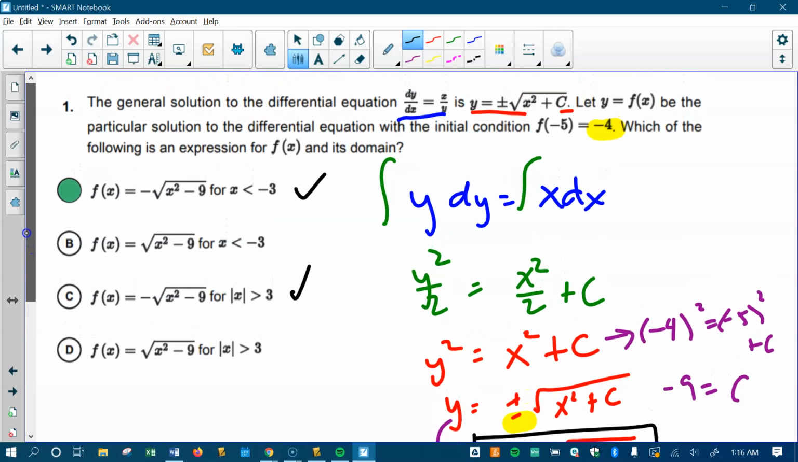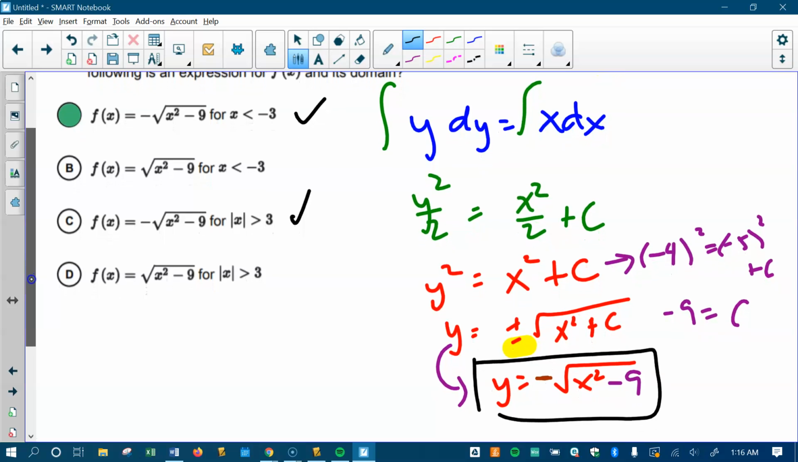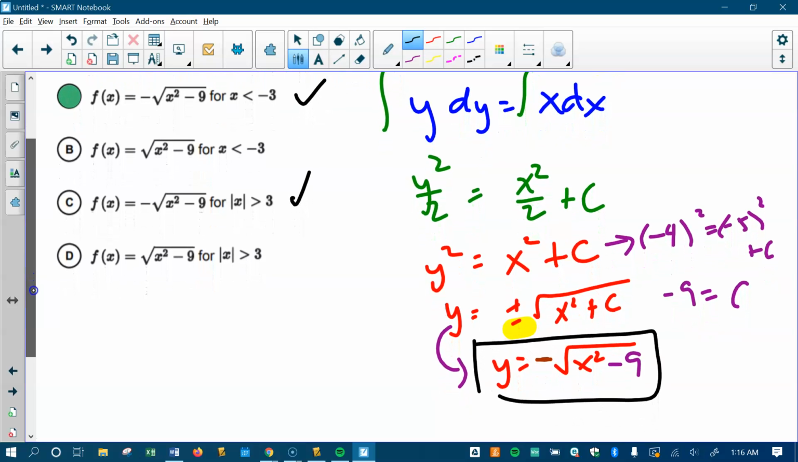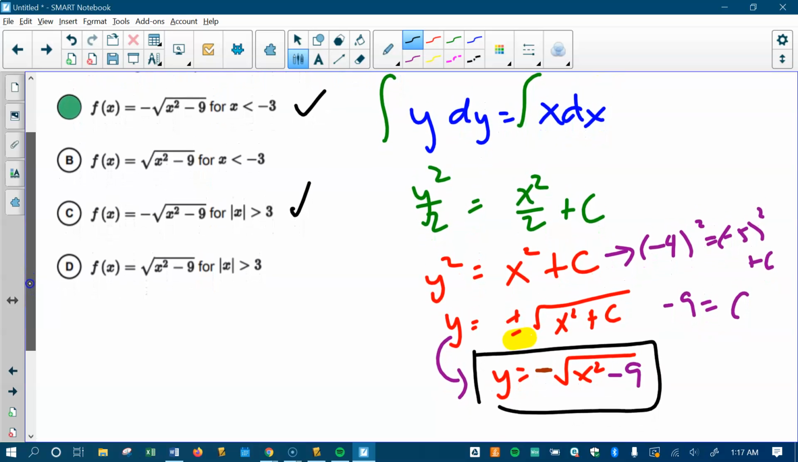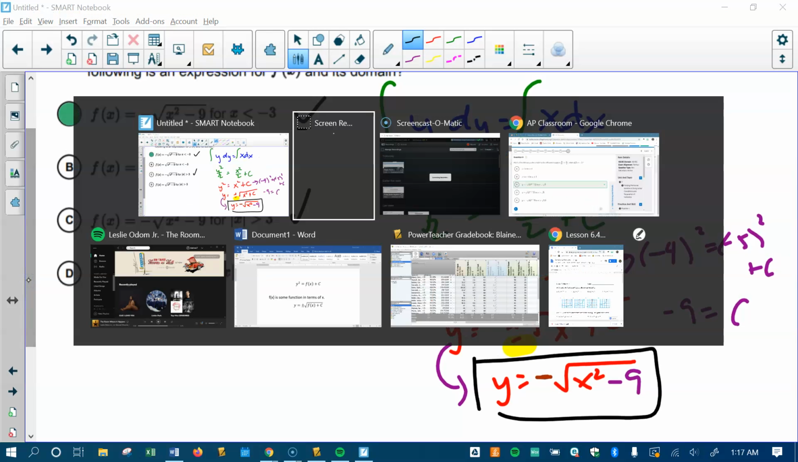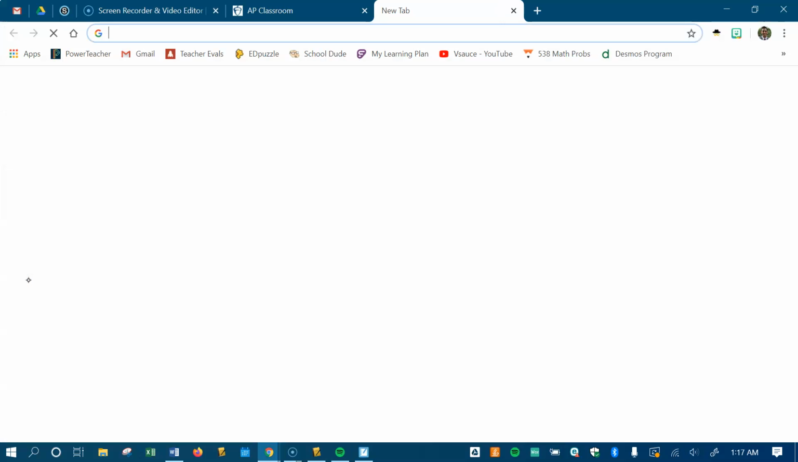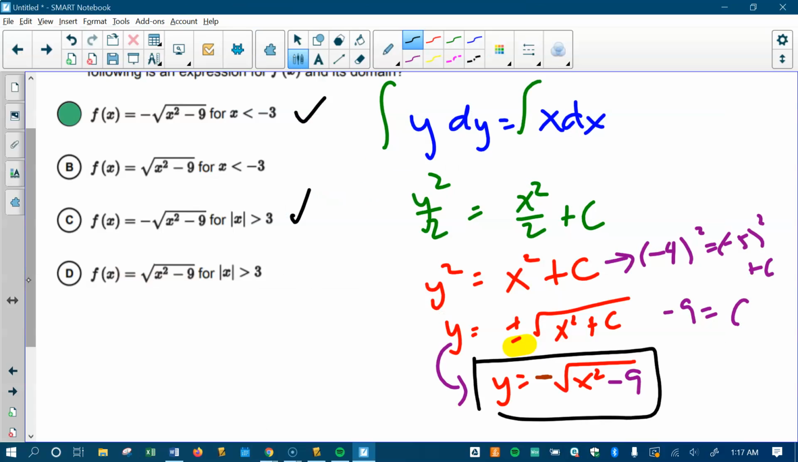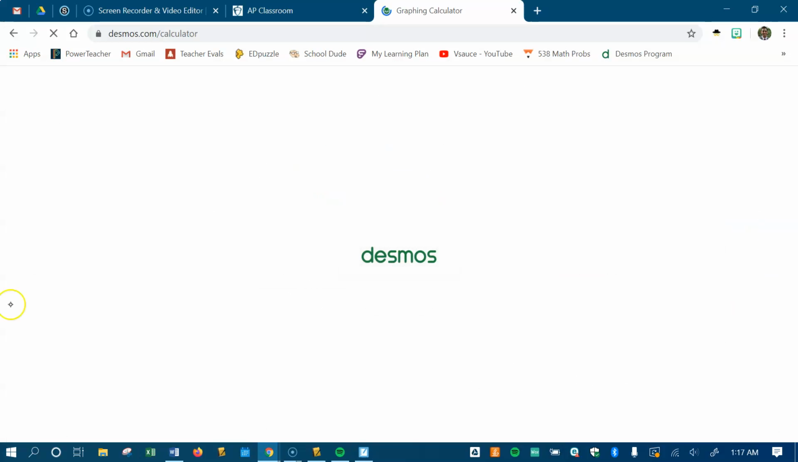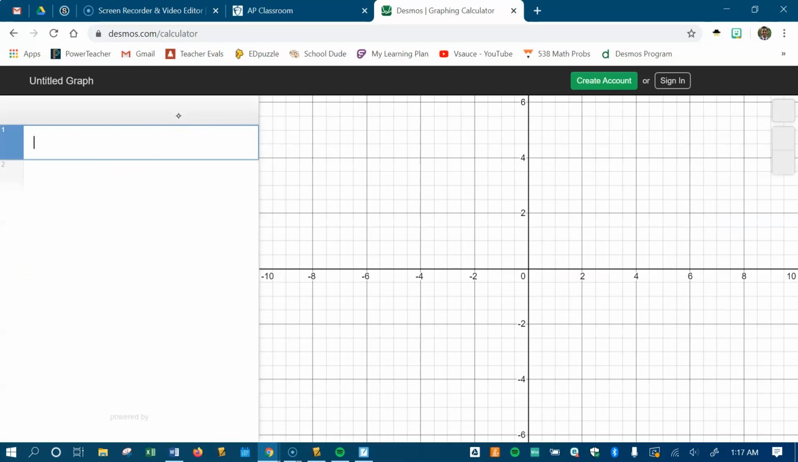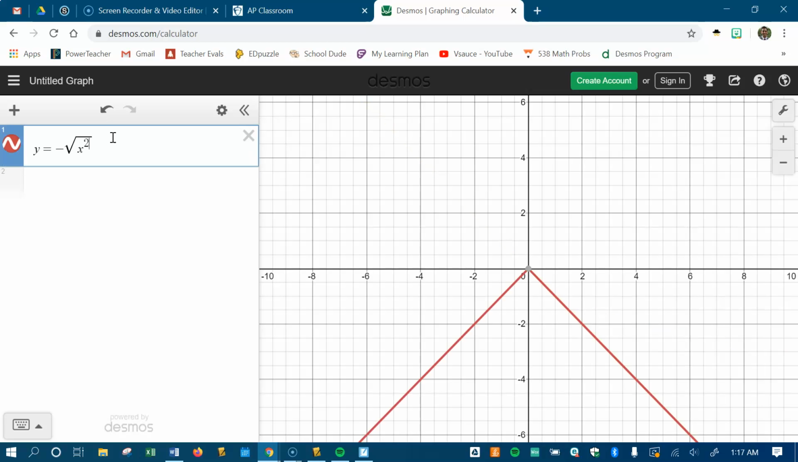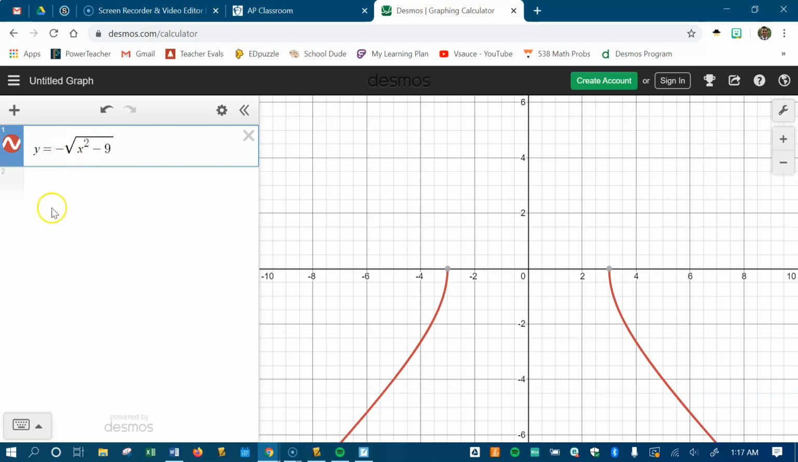Now, I actually don't like either of these answers because of what shape this makes. Let's take a look at this on the graph. Perfect. Okay.